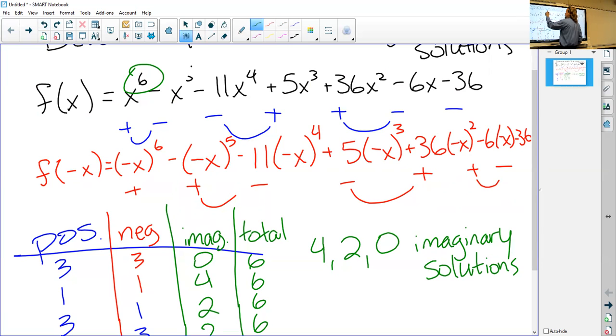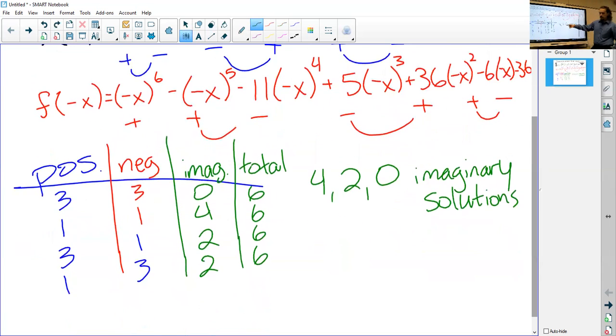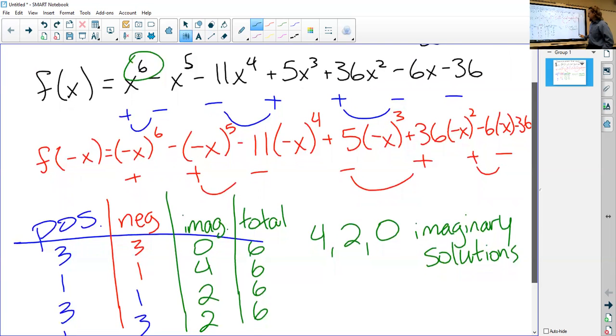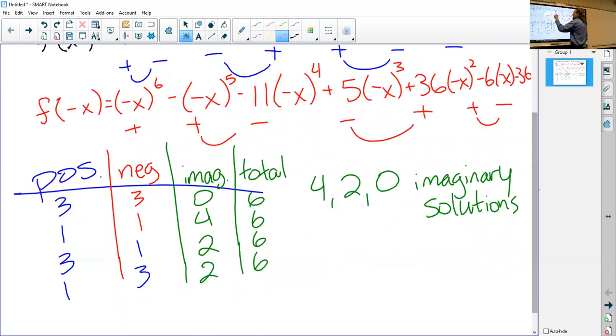But that's it. So make the tables. Find your positive and negative combinations, and then recognize the total number of solutions is based off of the highest degree in your original function. And then know that the first 3 columns, when you add them up, always have to add up to that total on the right. Okay? Hopefully that makes some sense.